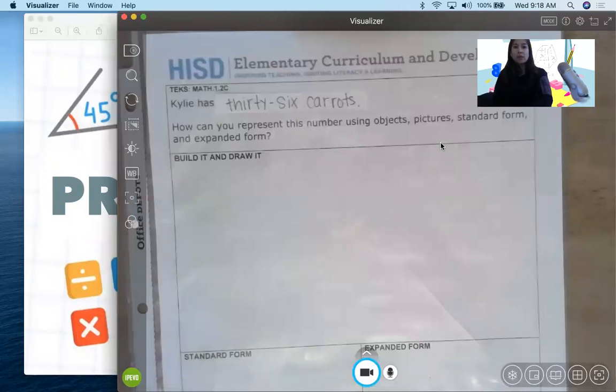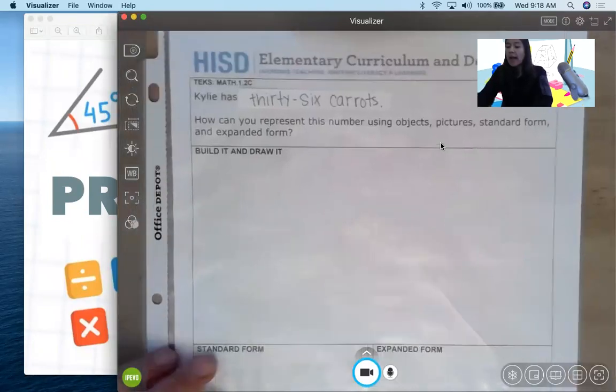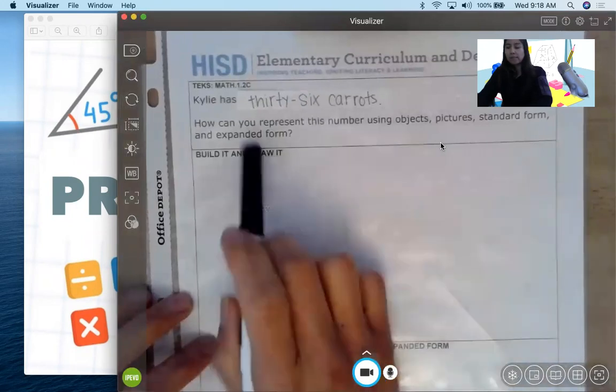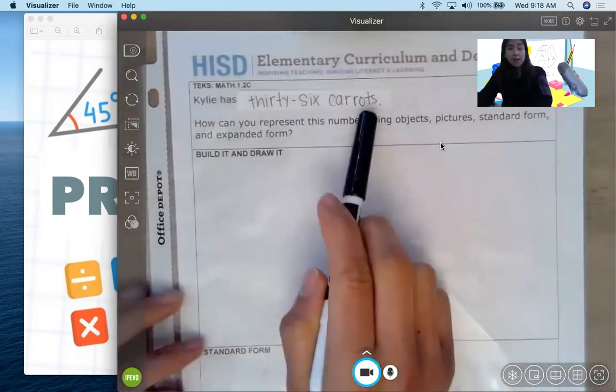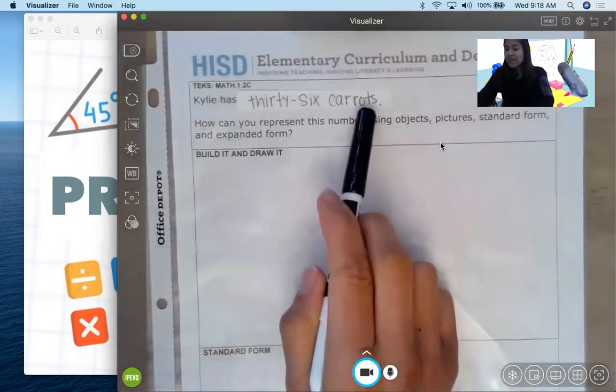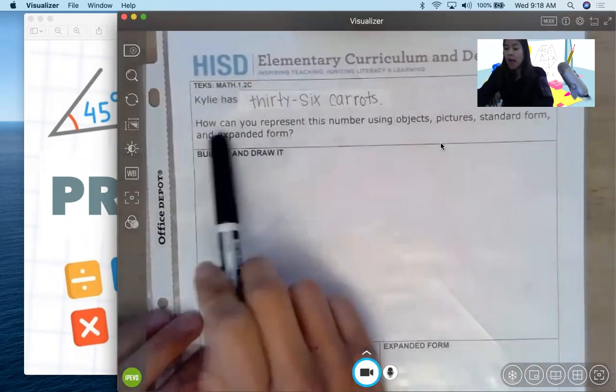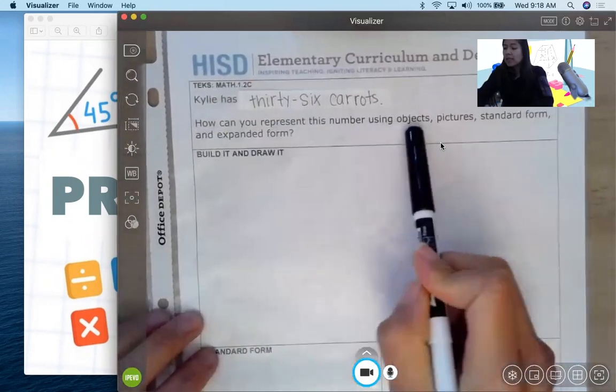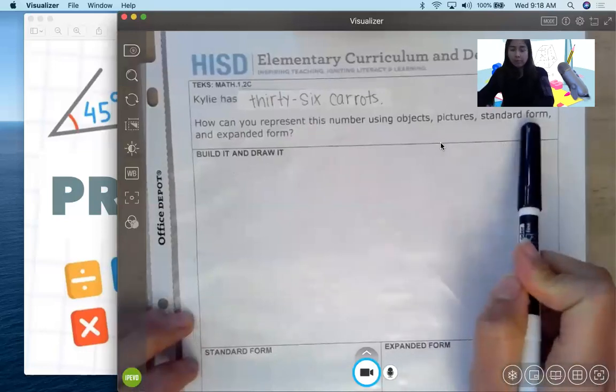And the problem goes as follows. Kylie has 36 carrots. Nice job, Kylie. Nice and healthy. How can you represent this number using objects, pictures, standard form, and expanded form?